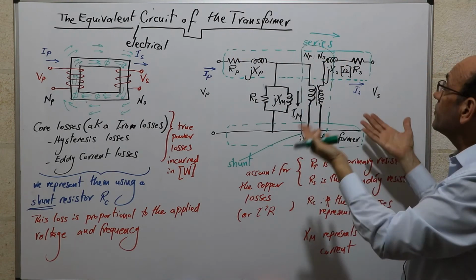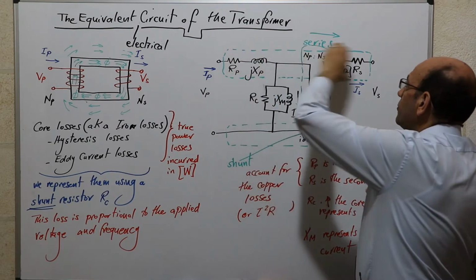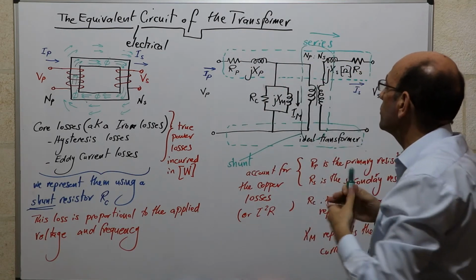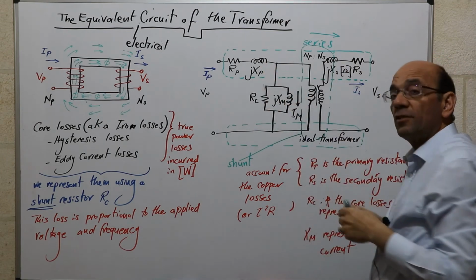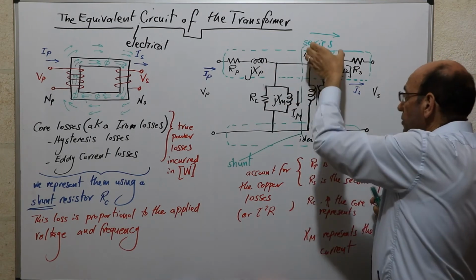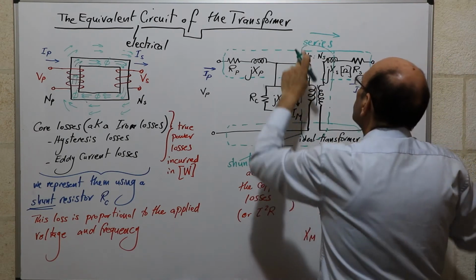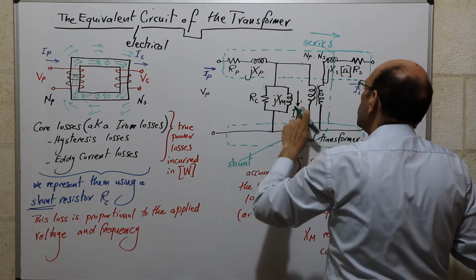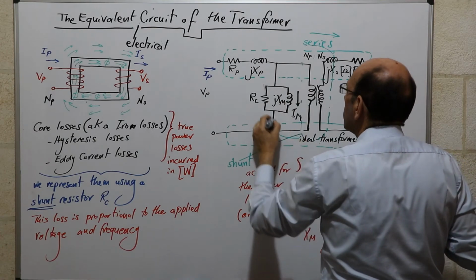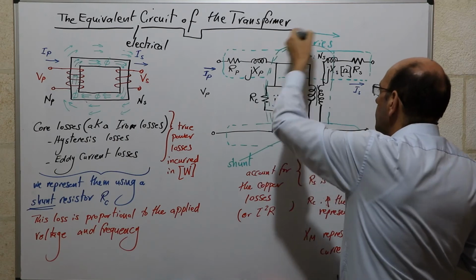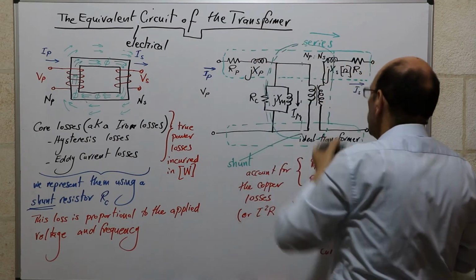And in an ideal transformer, we'd like this to be as small as possible. So RP and RS to be as small as possible, XP and XS to be as small as possible. And we would like the shunt component to be as large as possible. The shunt component should have included these components as well. So this represents the shunt component and this represents the series components.